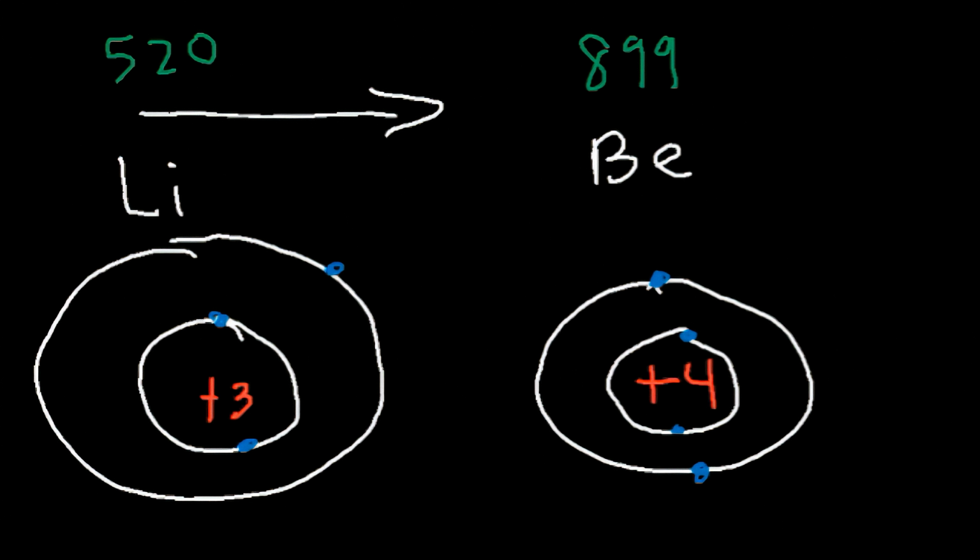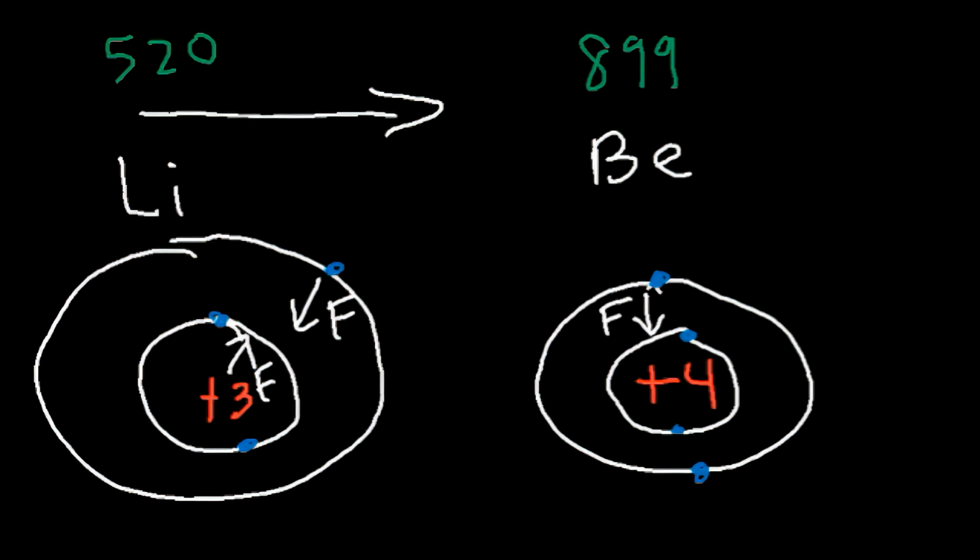For one thing, the force of attraction between the electron and the nucleus in lithium is weaker compared to the force of attraction between an electron in beryllium and the nucleus. The nuclear charge of beryllium is much greater than that of lithium, so the nucleus has a tighter grip on this electron. So that's one reason why it's harder to remove it.